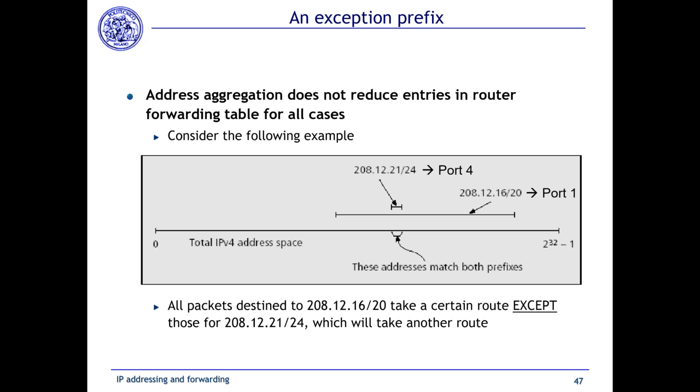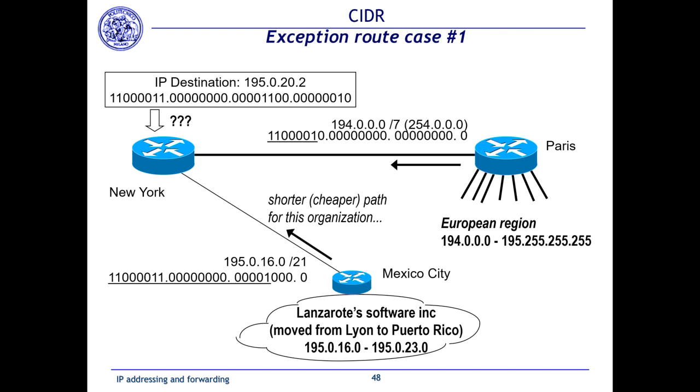When we need this kind of exception routing, there are very specific situations. This is one example. Today, the IP addresses are assigned on a geographical basis. So, for example, if you are a company in Europe and you ask for a network, then you will be assigned a block of addresses that belongs to the larger block that is used for Europe.